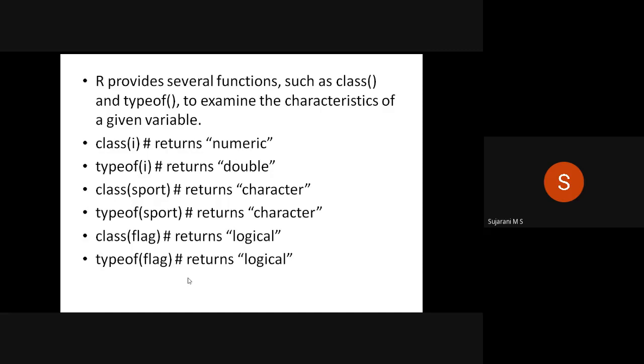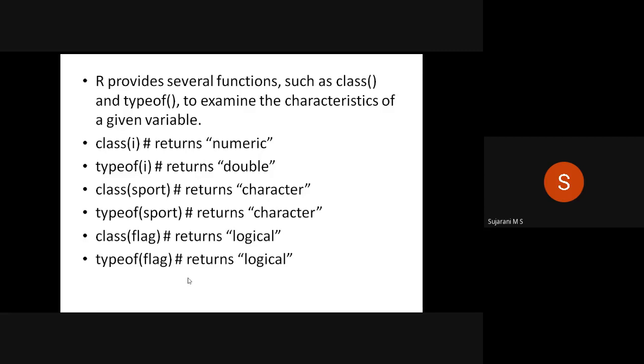By default, it takes the type of the variable. Suppose we are using i equal to 1, then we use the function class of i. It returns numeric. If you use typeof of i, it returns double. What is the difference between the class function and the typeof function? The class function gives the major object category, and typeof gives how it is stored in memory. In memory, by default, the value of i will be stored as a double value.